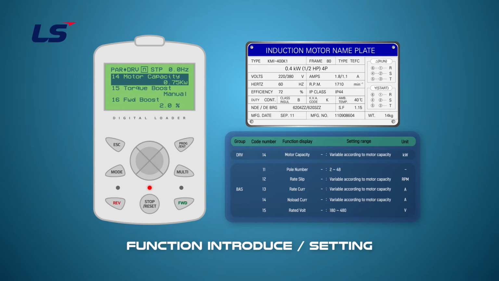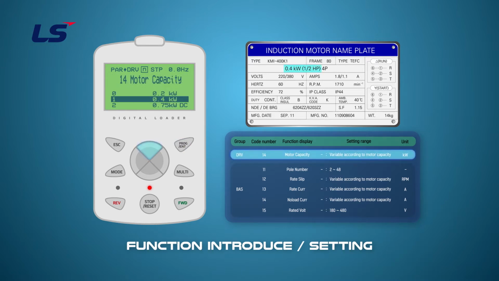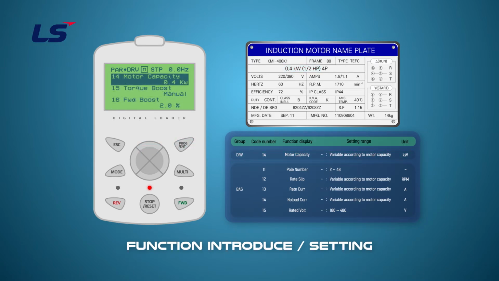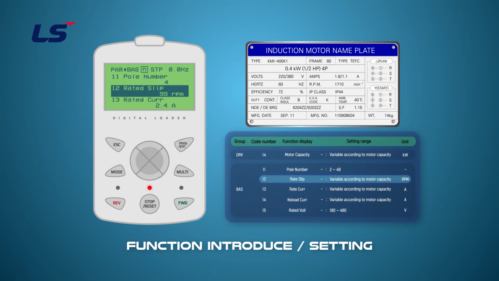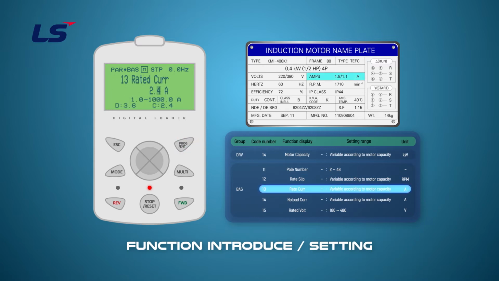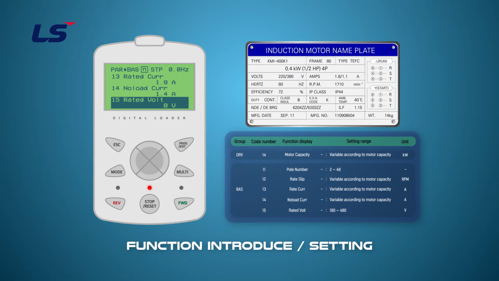Set the motor capacity at DRV14. And enter the number of poles, slip, rated current, rated voltage from BAS 11 to 15, one after the other.